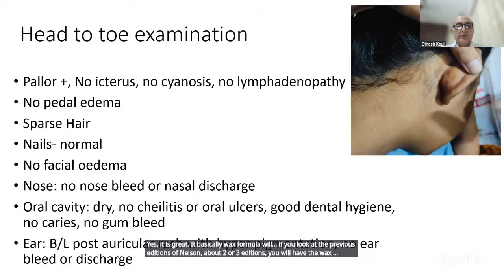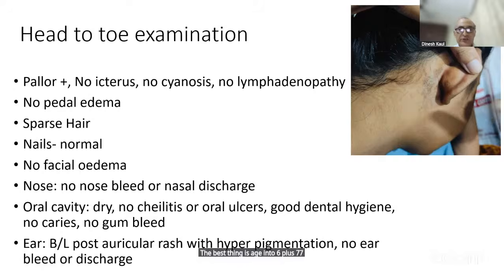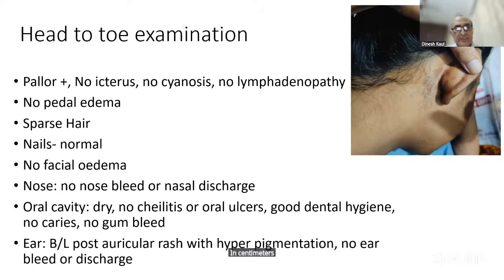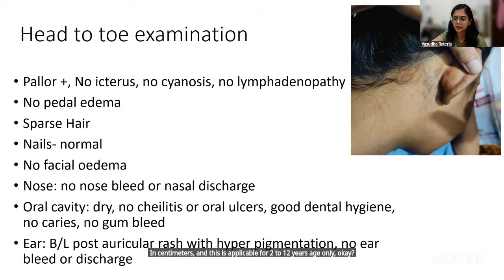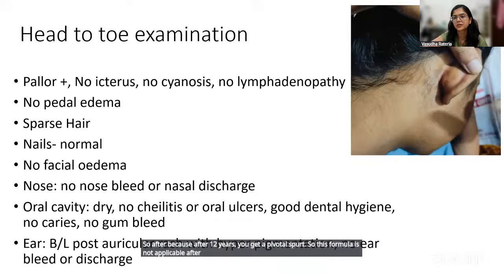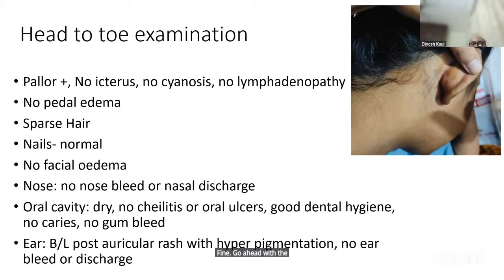So if I remember, for height, the formula is age into 6 plus 77. So this will be the height in centimeters, and this is applicable for 2 to 12 years of age only. Because after 12 years you get a pubertal spurt, in boys as well as girls, this formula is not applicable. So you will have to use the growth charts. Fine. Go ahead with the examination.